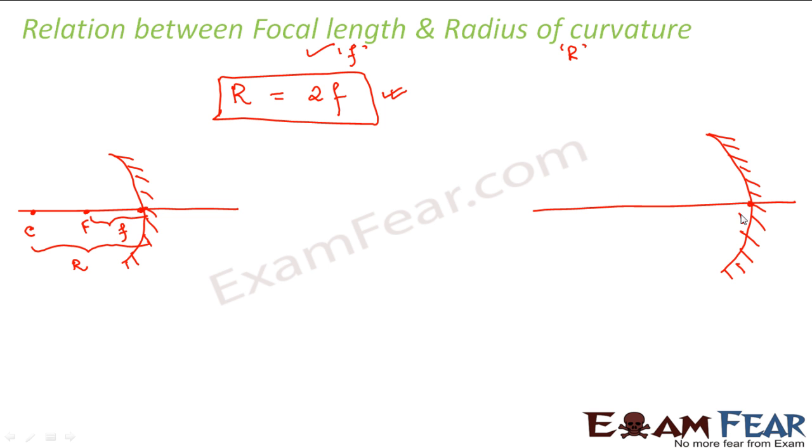Let us suppose this is the pole of the mirror, this is the principal focus, and this is the center of curvature. Let us suppose this is an incident ray. When it strikes the mirror, it gets reflected, and the reflected ray then passes this way. There is another ray which passes through this center of curvature.